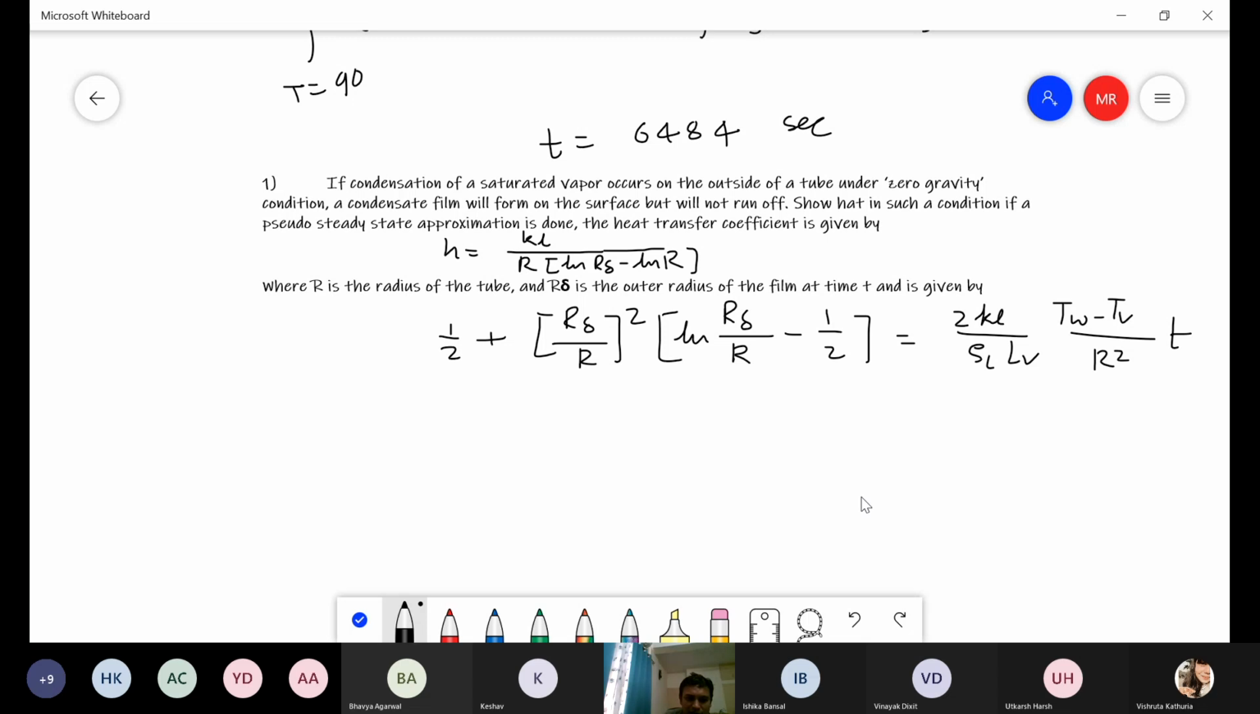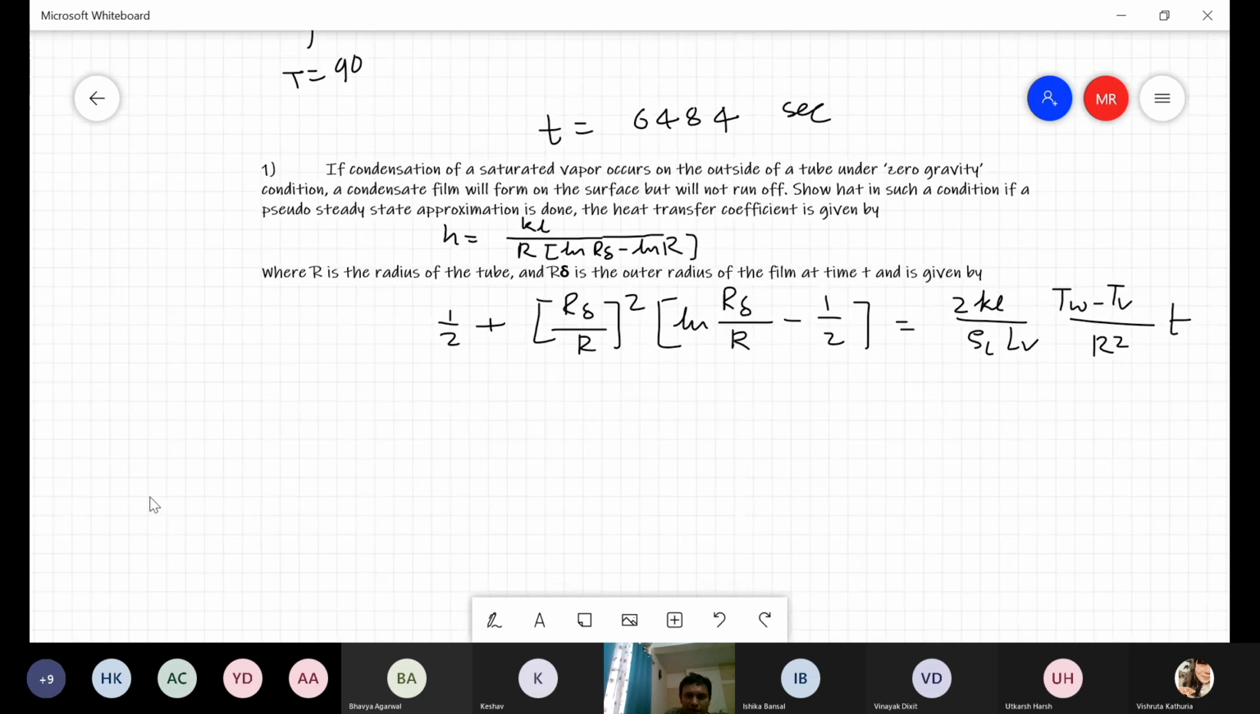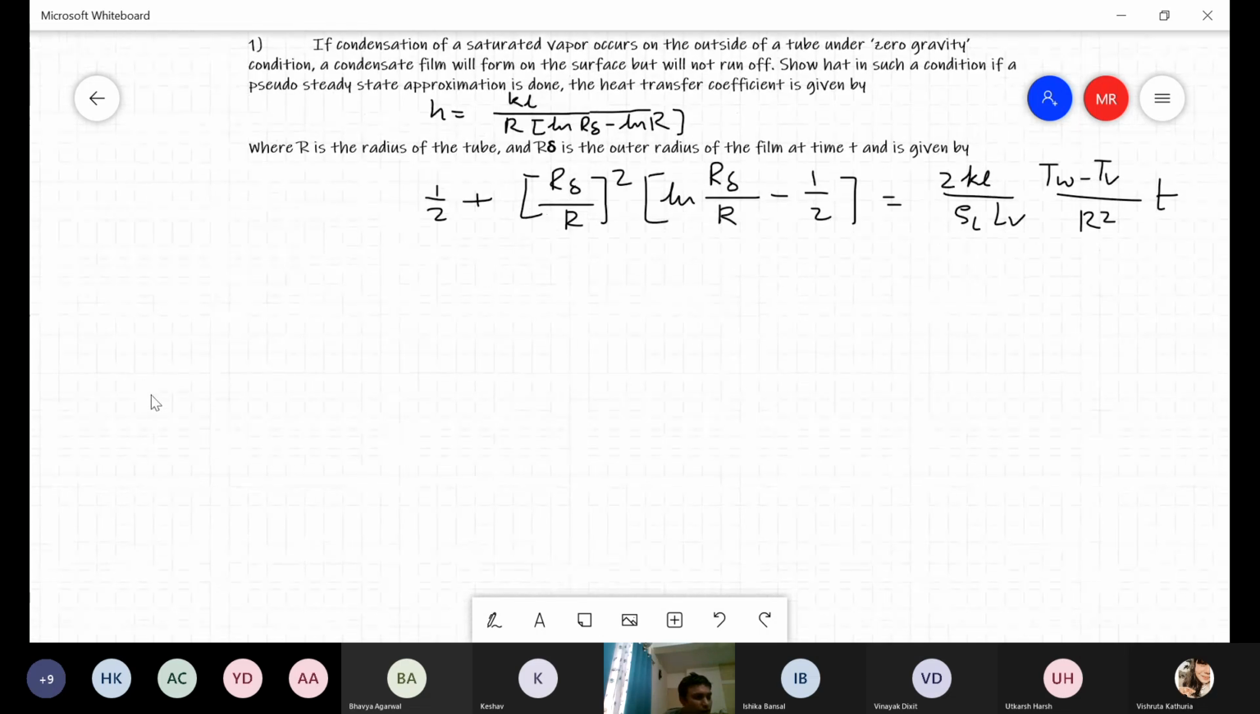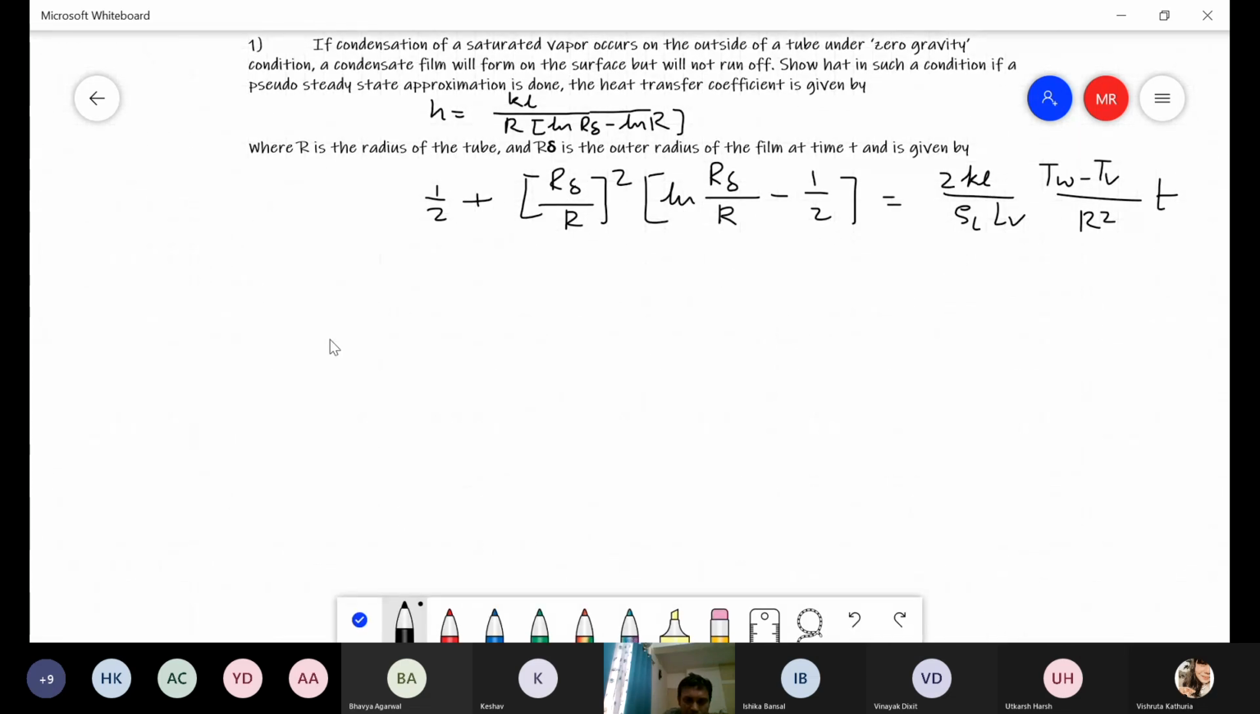So now let us look at things in a little more detail. Let me just scroll it up a little bit. Okay. So what is given is, let us assume that there is a tube. There is a tube like this.